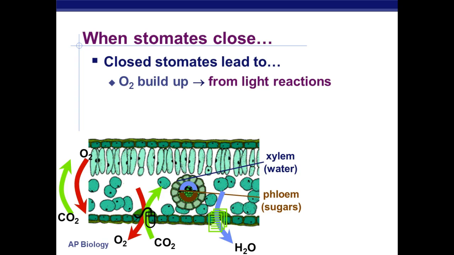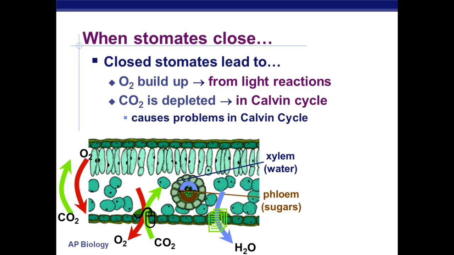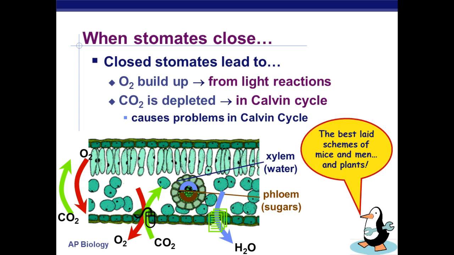The water is going to be split to release the electrons, but that's going to produce oxygen gas. The concentration of oxygen is going to start to build up inside the leaf at the same time that we're running out of carbon dioxide. That's going to cause a very serious problem for the Calvin cycle. Best laid schemes.